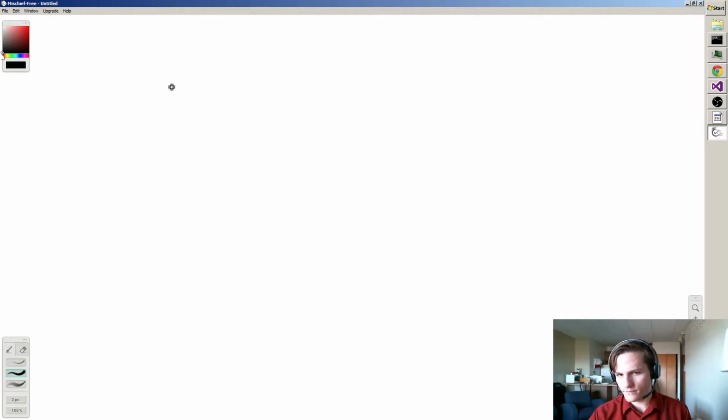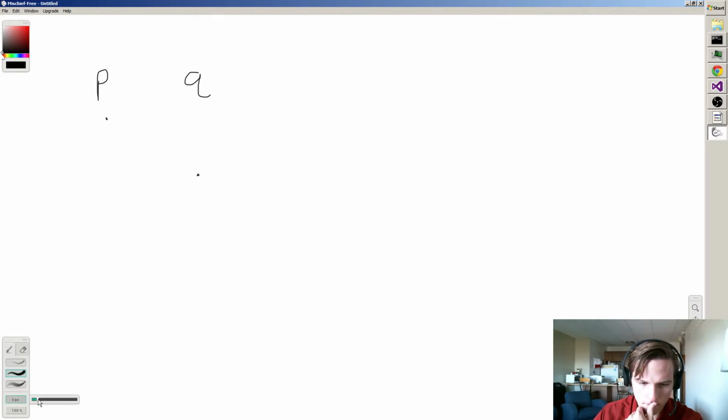Okay, so I'm going to redo the math that I did last time because obviously something went wrong. So what I have is 2 points. I'll call them P and Q. And they each have an X and a Y. And these 2 points are forming a segment, like so. P, Q.